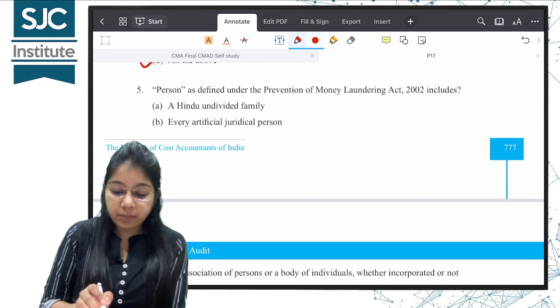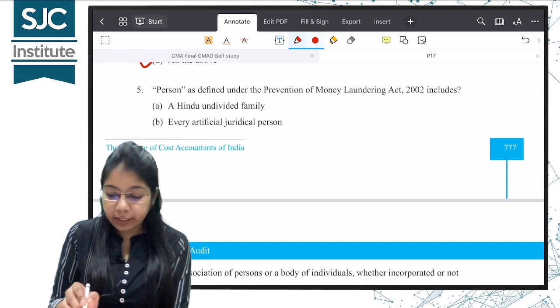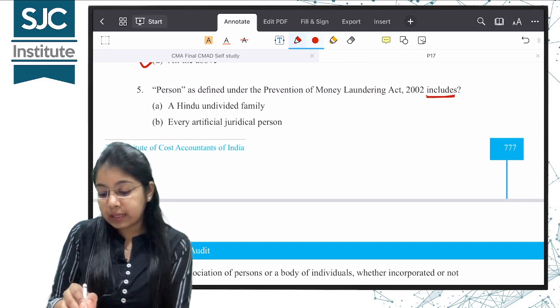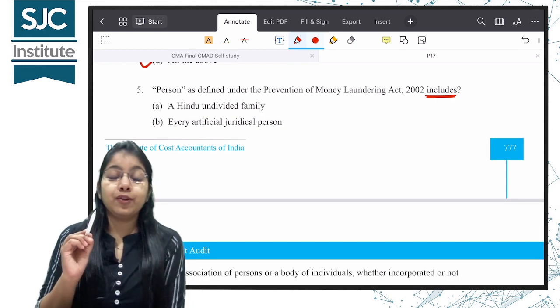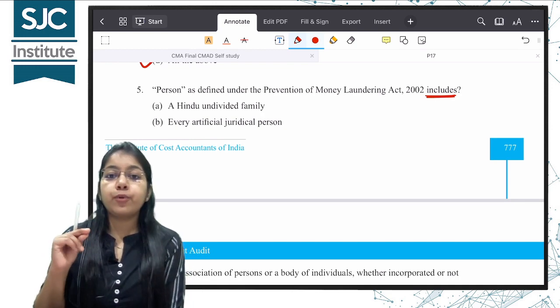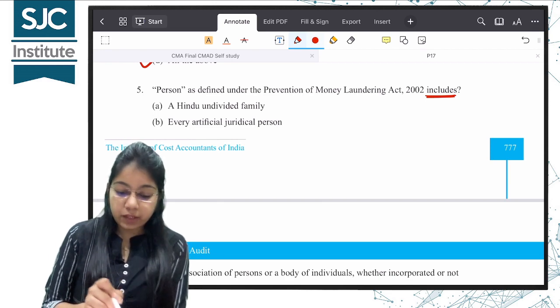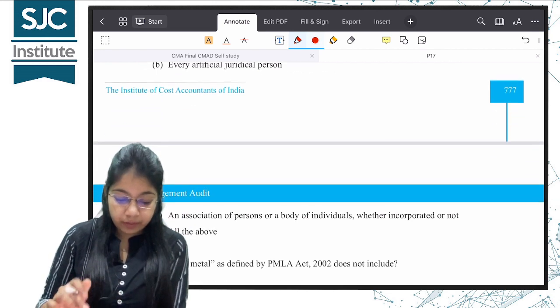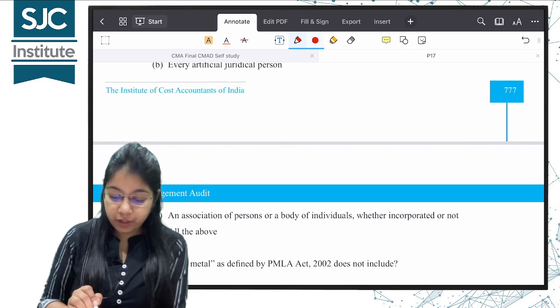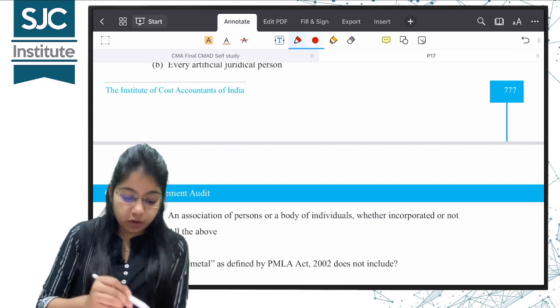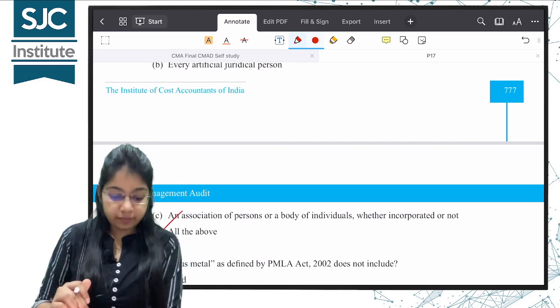Person as defined under PMLA includes. When you are answering MCQs, read the question very carefully because the question can be twisted. A Hindu undivided family, every artificial juridical person, an association of persons, body of individuals, whether incorporated or not, all of the above. So, all of the above.